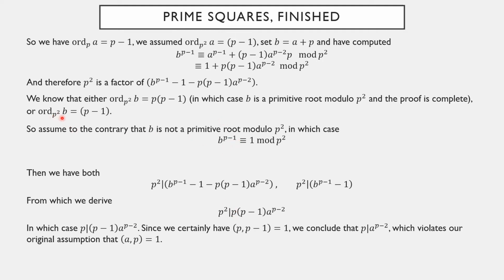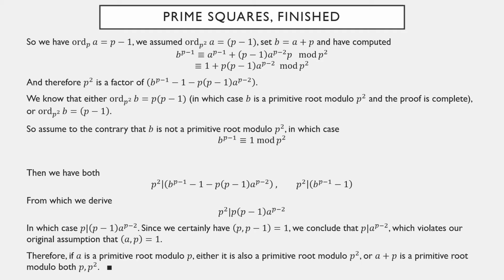Therefore, the order mod p squared of b couldn't have been p minus 1, so it must be p times p minus 1. And therefore, assuming a was a primitive root mod p, but not p squared, a plus p must be a primitive root modulo both p and p squared. In either case, what we have found is that there is a number that is a primitive root modulo p and is also a primitive root modulo p squared.